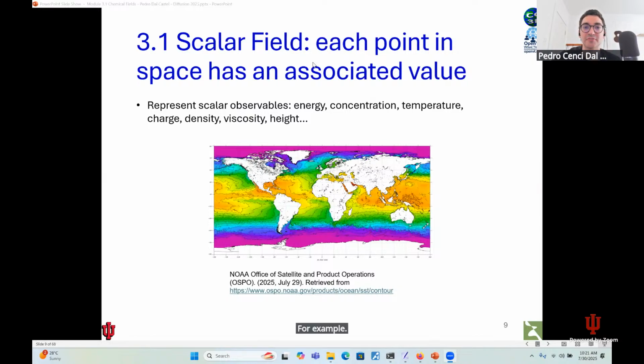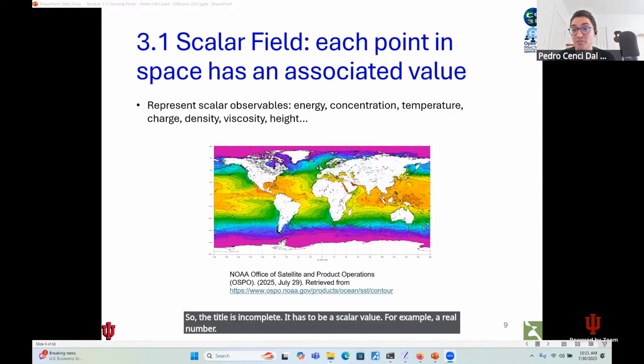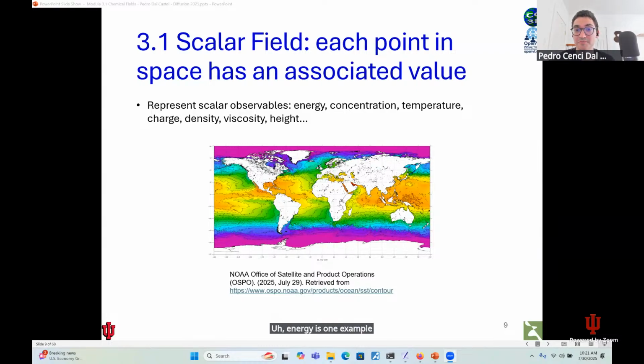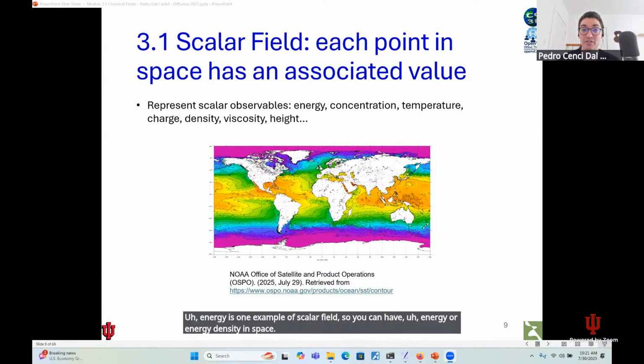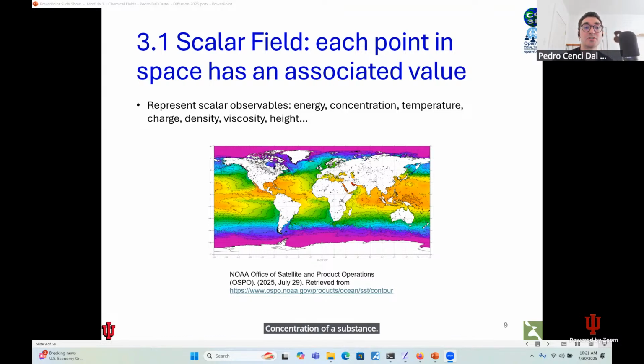For example, scalar fields. Each point in space has an associated scalar value. So the title is incomplete. It has to be a scalar value, for example, a real number. Energy is one example of scalar field. So you can have energy or energy density in space, concentration of a substance, temperature, charge, density of a molecule, density of cells, viscosity, height. And in this example here, the temperature of the oceans being represented by isolines and heat maps.